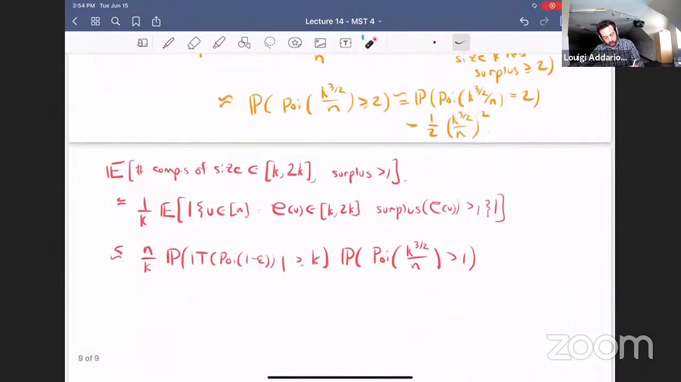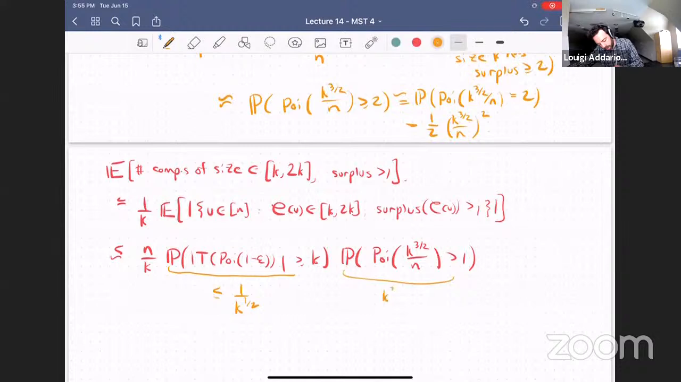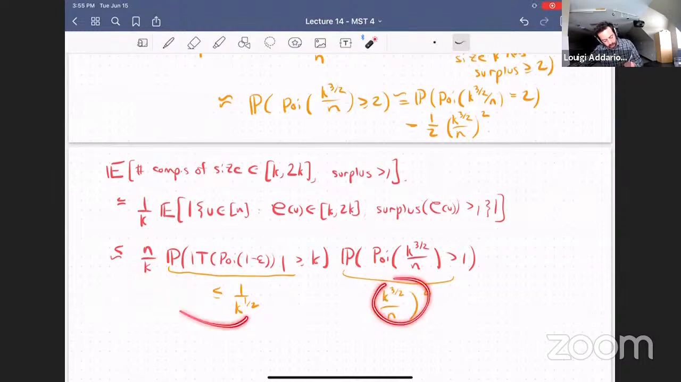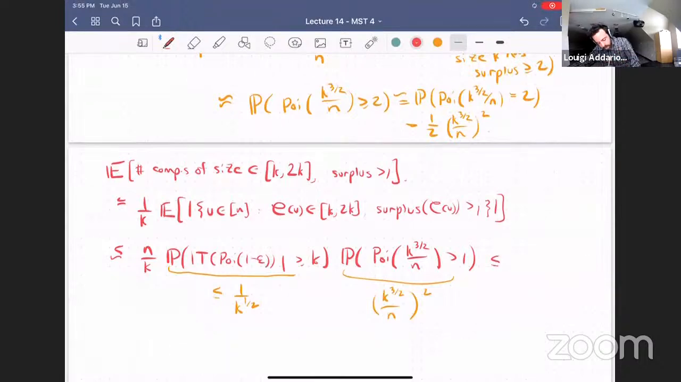Okay, so this probability is at most like 1 on k to the half. We can even put 1 instead of 1 minus epsilon here, and that's still true. Okay, and now for this probability, we have a k to the 3/2 on n all squared, and so one of these two terms cancels with this term, and so the whole bound we get is like k to the 3/2 on n.